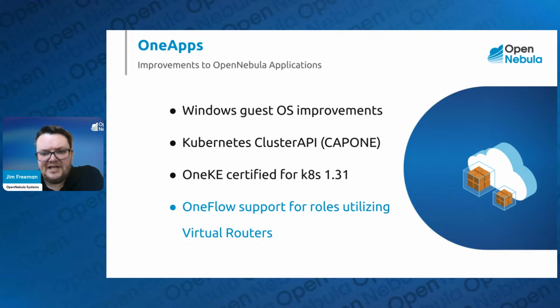And lastly, on the app side of things, there's a way to simplify the definition of multi-tier applications in our platform. This is using services, OneFlow, and for those of you who want to use our virtual router appliance as part of that, now you'll find a lot of improvements there.